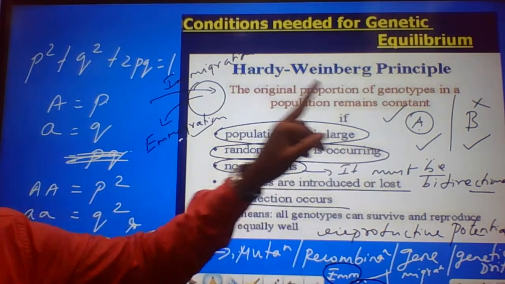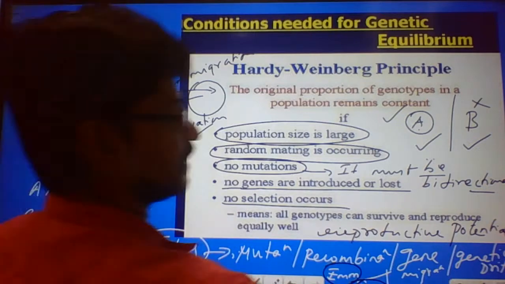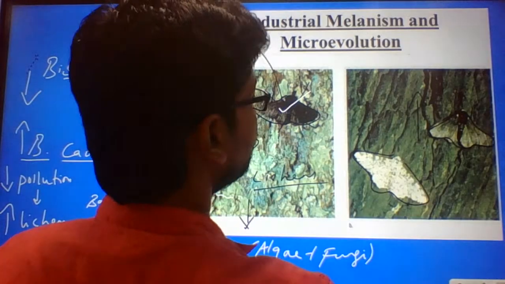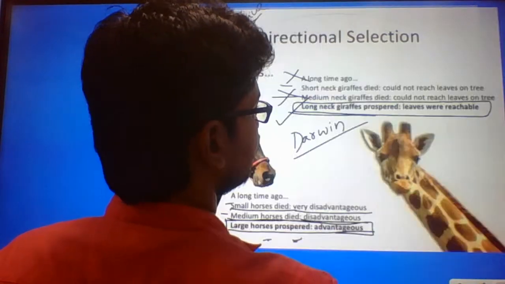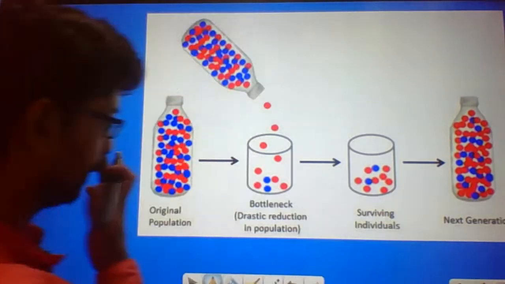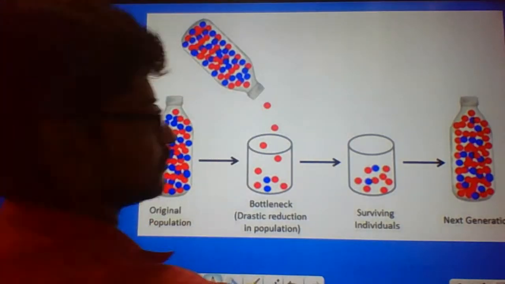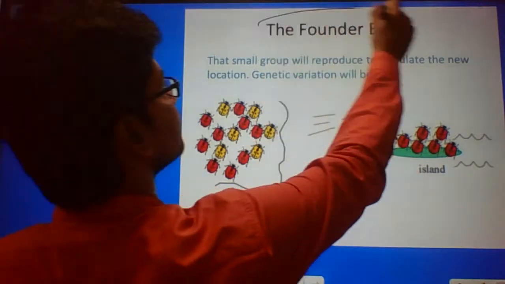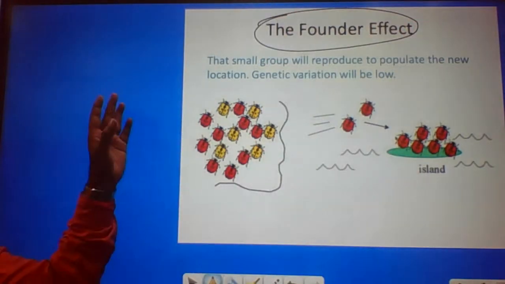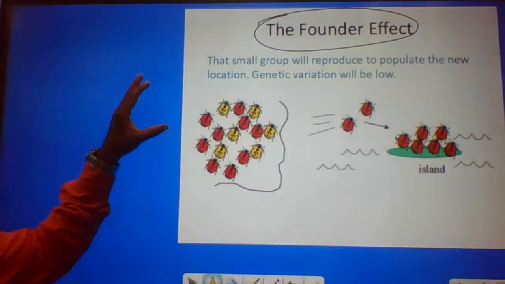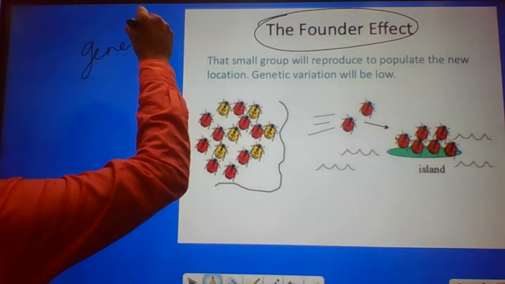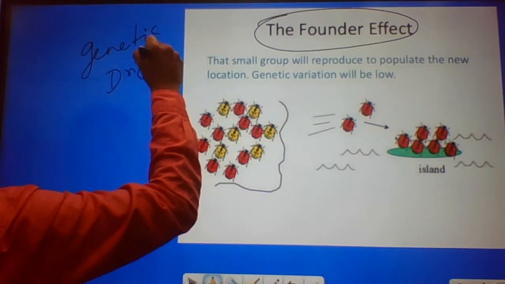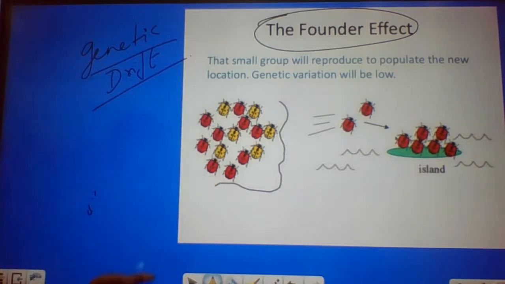Now the genetic drift. What is genetic drift? In natural selection you would have studied the founder's effect. What do you mean by the founder's effect, guys? You can see the founder's effect in the case of genetic drift. So what do you mean by the founder's effect?